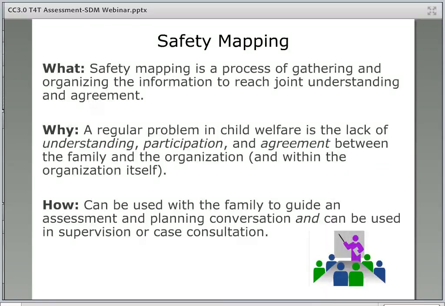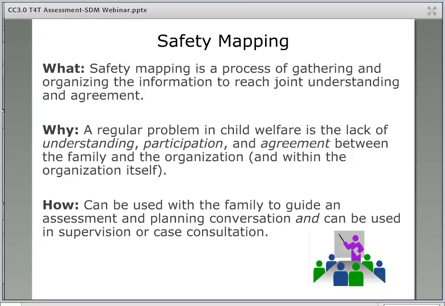Safety mapping is a collaborative assessment and planning process of gathering and organizing information to reach joint understanding and agreement with the family and their support network and within the child welfare agency. This process can be used at many points in casework, including but not limited to individual supervision and case consultation, group supervision, family team meetings, and at the kitchen table with the family.